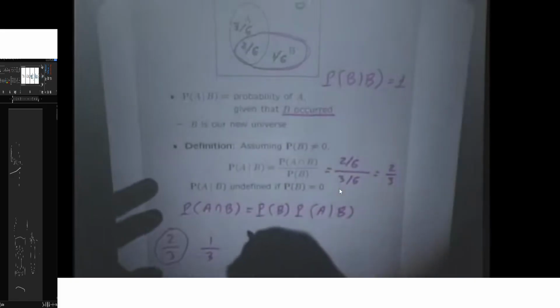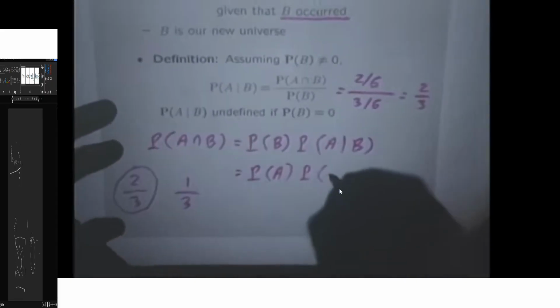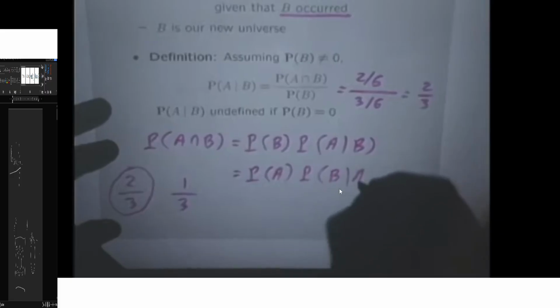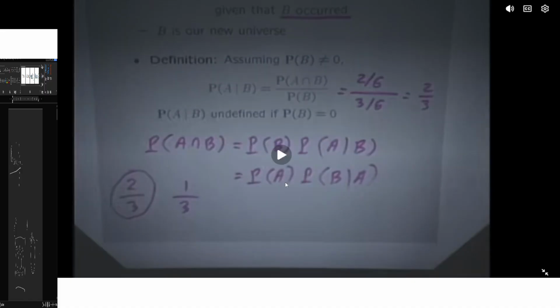And there is a symmetrical version of this equality. There's symmetry between the events B and A, so you also have this relation that goes the other way.